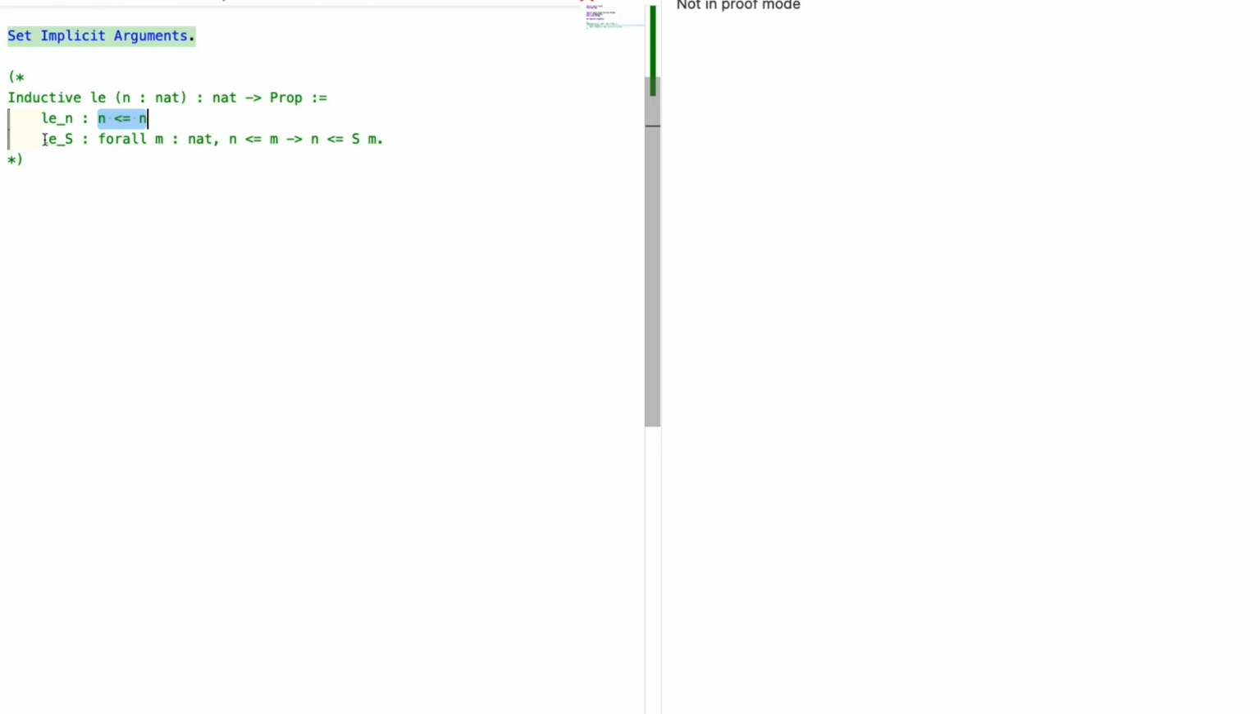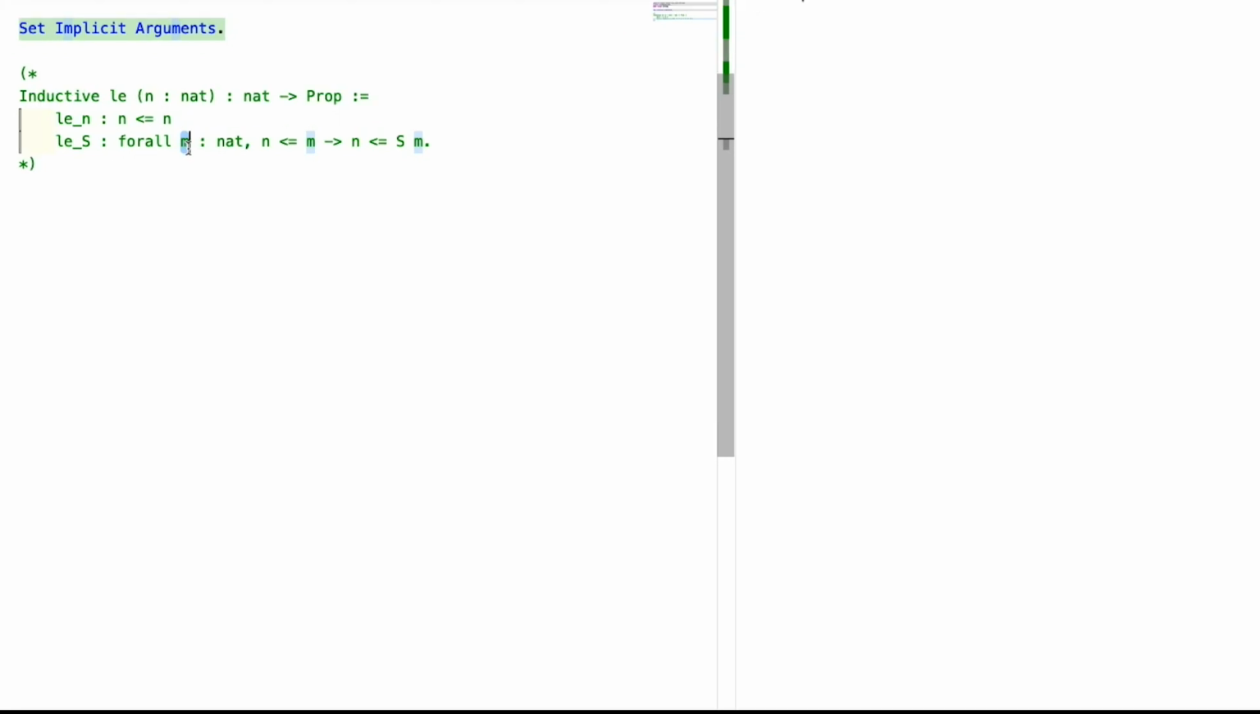For the second constructor, it takes a successor of a number. So in particular, it says that for all m, which is an input of type natural numbers, if n is less or equal to m, the implication tells us then that n is also less or equal to the successor of m.